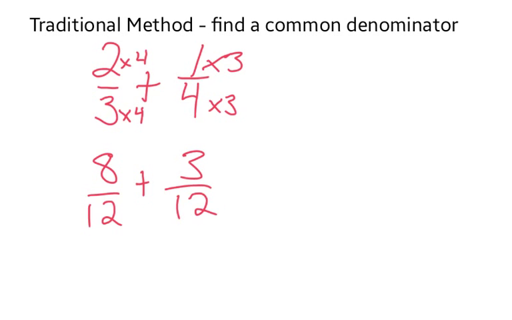And now that I have a common denominator, I can go through and add. 8 plus 3 is 11 over 12. The 12's do not get added because it's a common denominator. Think of it like a unit in inches. 12ths plus 12ths will still give you 12ths.